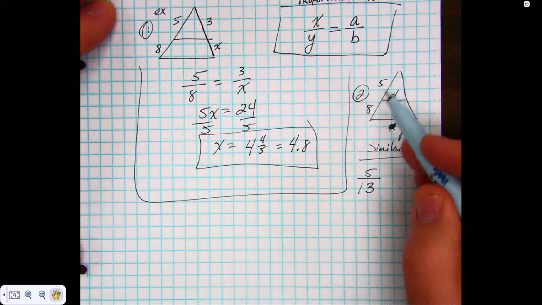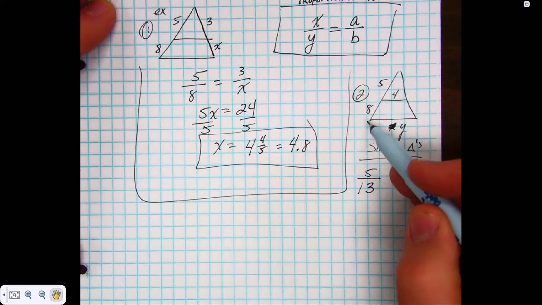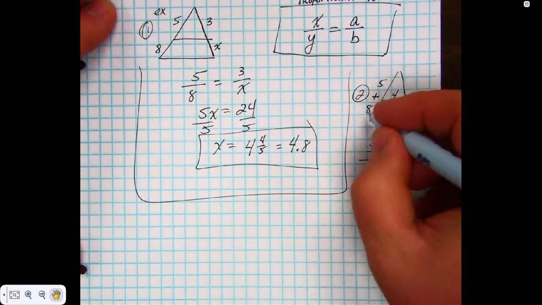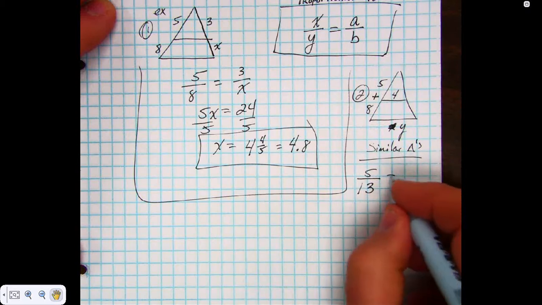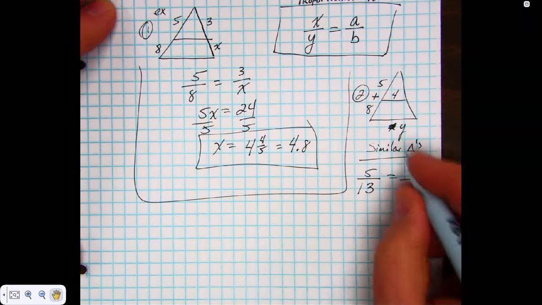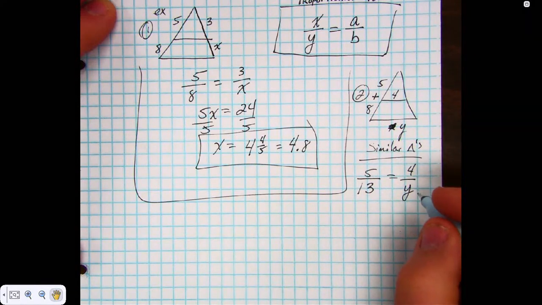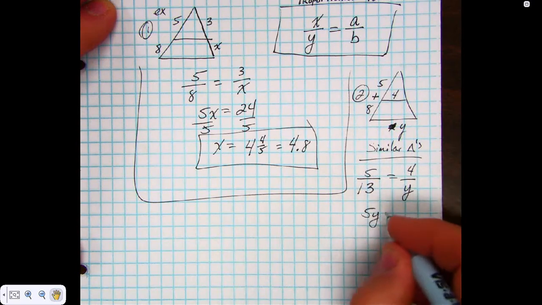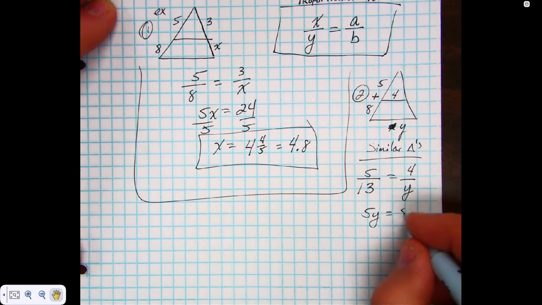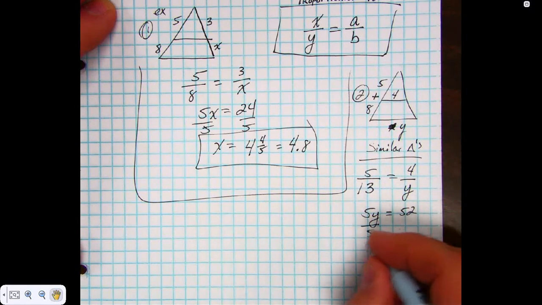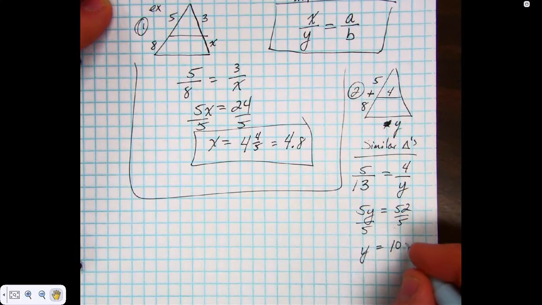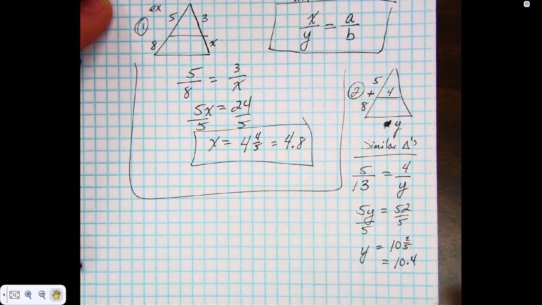So you went 5 over, now this whole thing needs to be 5 plus 8, what's on the bottom, which is 5 plus 8, equal to 4 over y. Now cross multiply, you get 5y is equal to what? 52. Divide by 5. Y is equal to what? 10 2/5, which is also equal to 10.4.